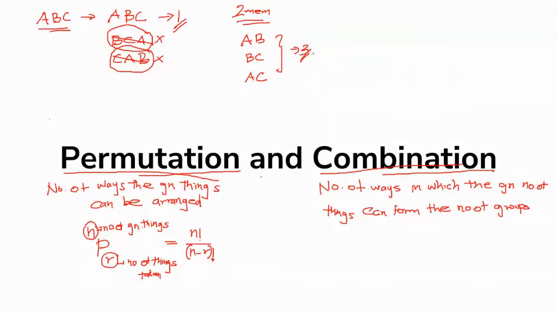And if I want to form a one-member group, so one member is not a group, but if I want to select one member, how can I select? Either A can be selected, or B, or C. So there are three different possible ways. So combinations is nothing but the number of ways in which the given number of things can form the number of groups, or the number of ways of selecting.